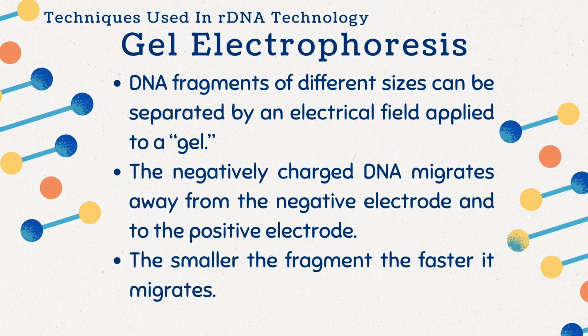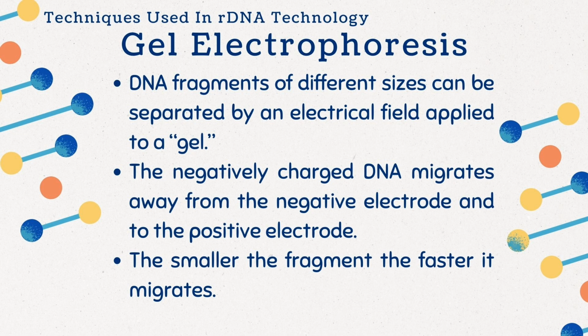Scientists put DNA in the gel and apply the electrical field. Something interesting happens. The negatively charged DNA moves away from the negative electrode, like a magnet pushing away another magnet with the same charge, and towards the positive electrode, the opposite end. But here's where it gets really cool. Smaller fragments of DNA move faster than bigger ones.